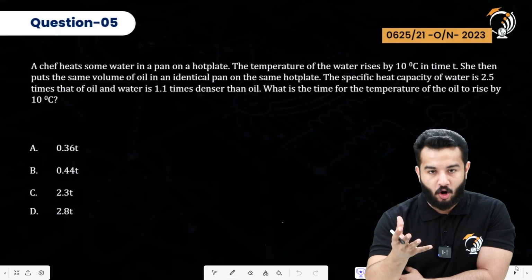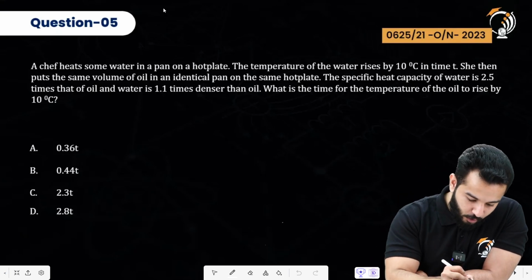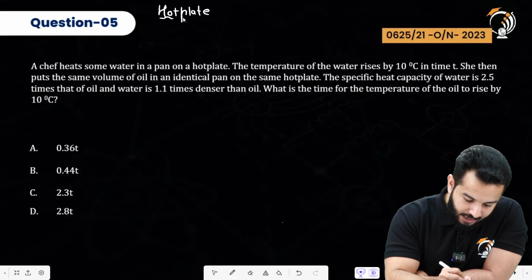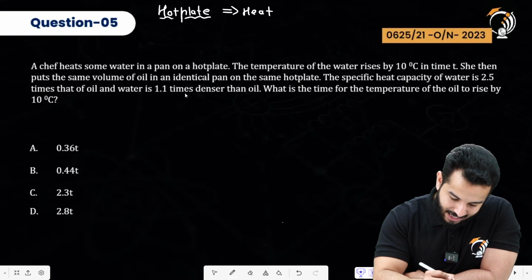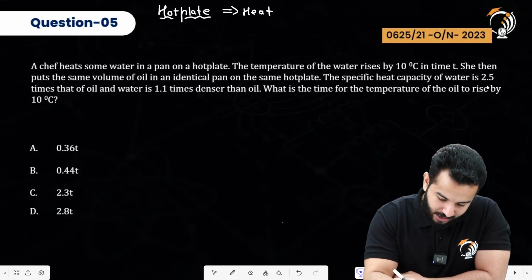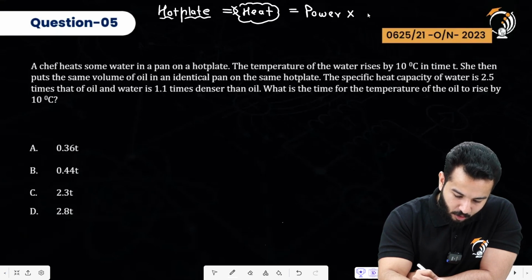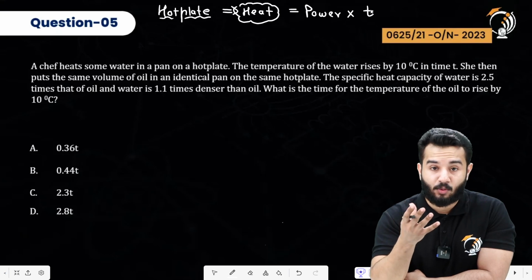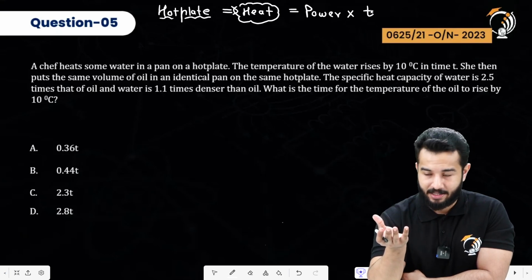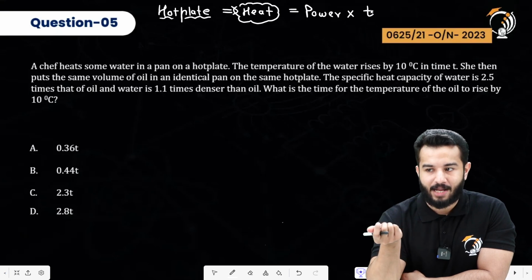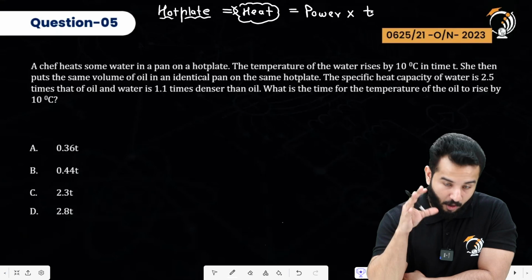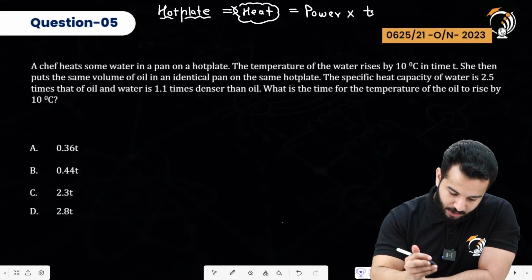First of all, you are using a hot plate. The hot plate will generate heat from electrical energy, right? And since they have talked about time, instead of writing heat, I'm going to write heat as power times time. This is a very simple concept because power is the rate at which energy is being liberated. So if I multiply power with time, I get the energy we are getting from the hot plate.